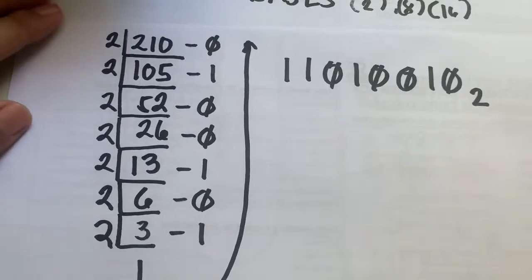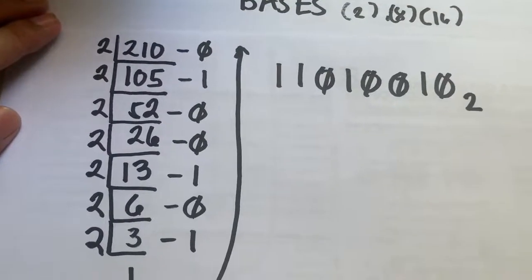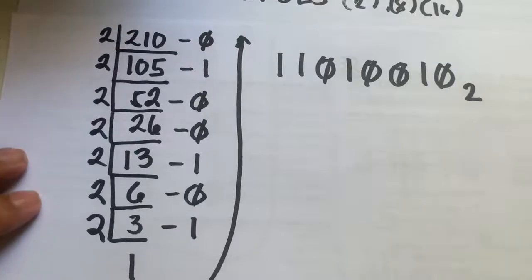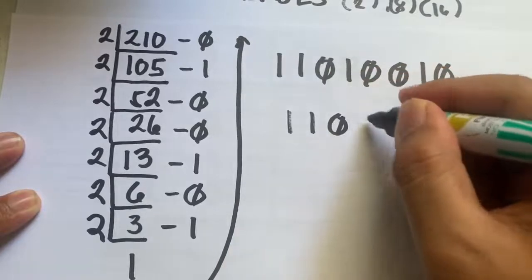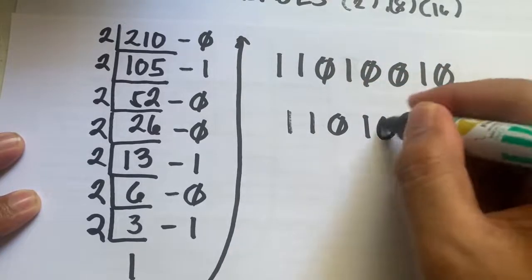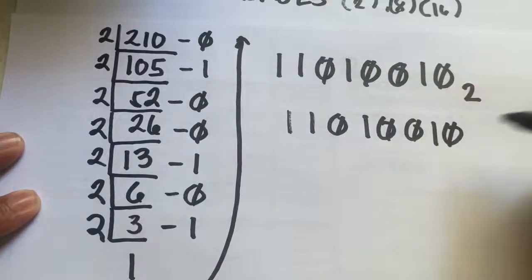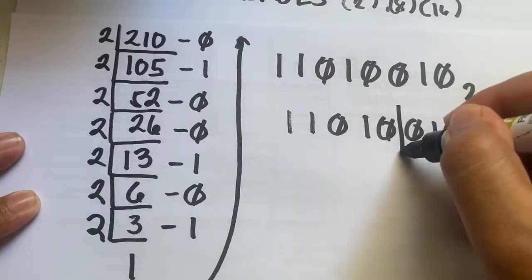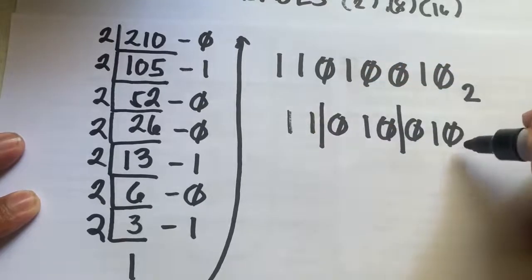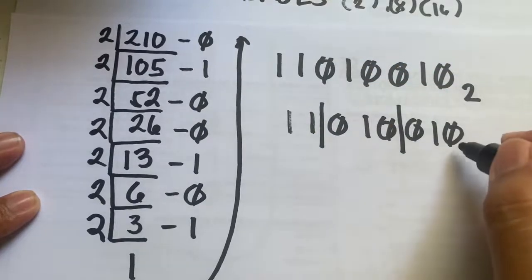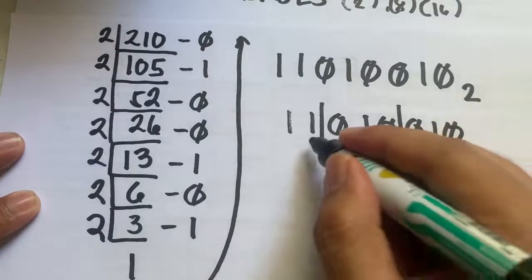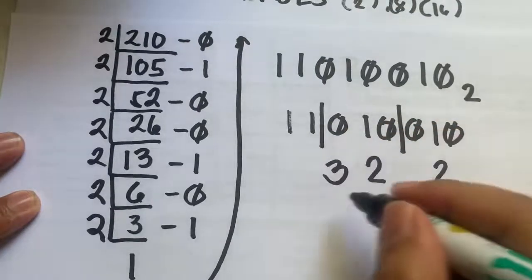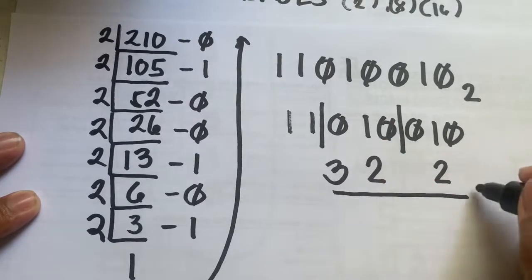Now out of the binary equivalent, we can easily get the octal and hexadecimal equivalent. So we simply rewrite 1, 1, 0, 1, 0, 0, 1, 0, and then we group this into 3 to convert it to octal, starting from the right. And then we use the positional value. So this is 1, 2. So this is 2, this is 2, and this is 3. So the octal equivalent is 3, 2, 2.